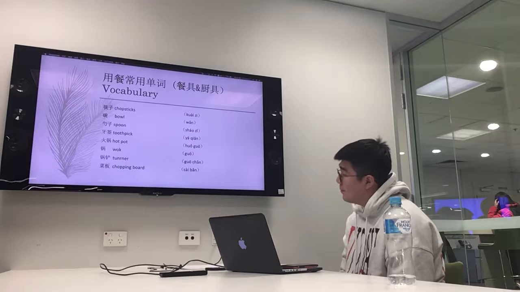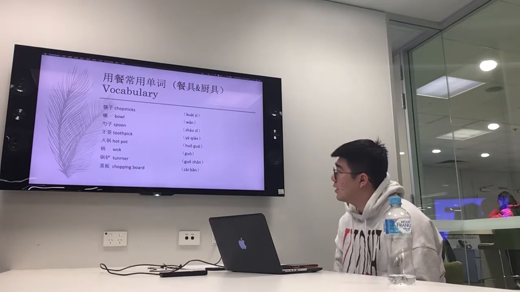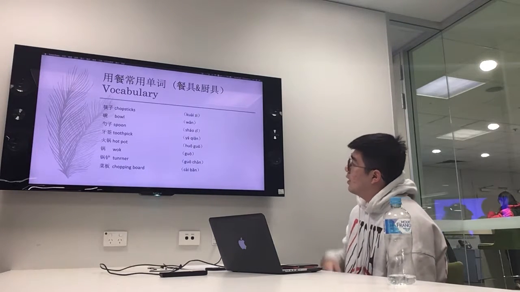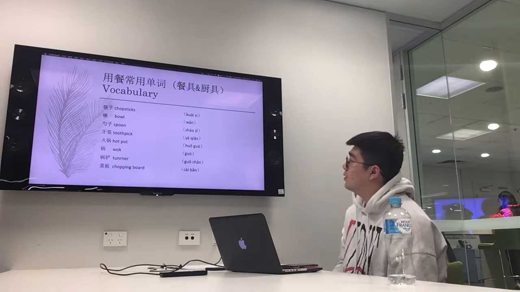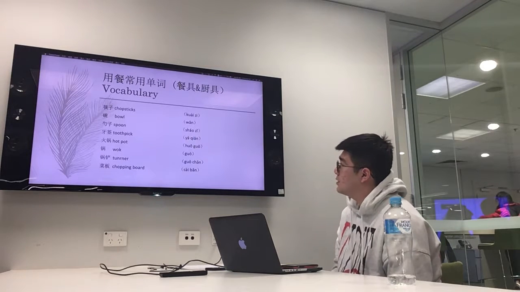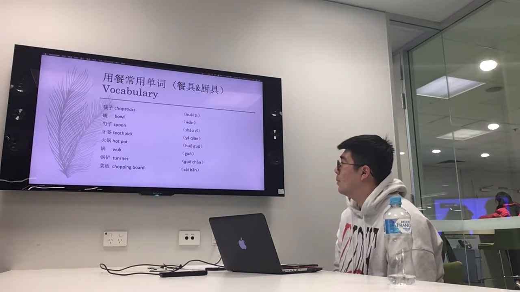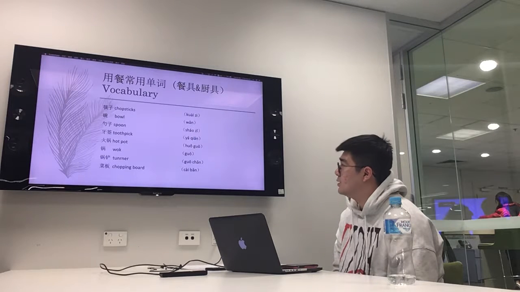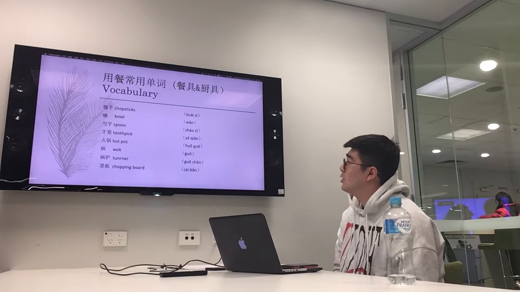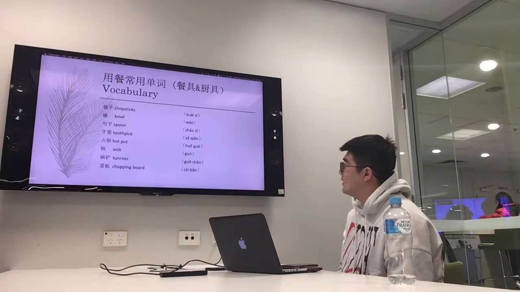Of course, except the chopsticks, you will also use other tableware such as bowl, spoon and toothpick. The pronunciation of bowl is 碗, spoon is 勺子, toothpick is 牙签.